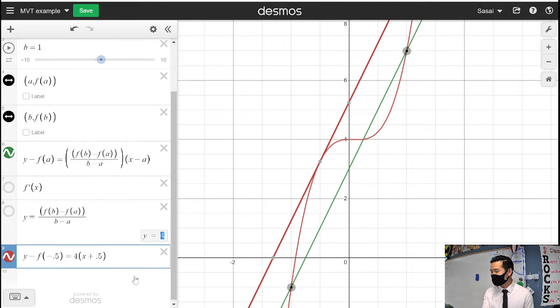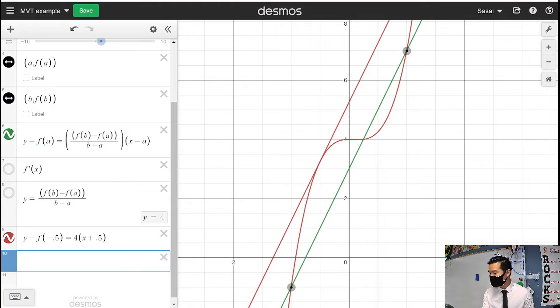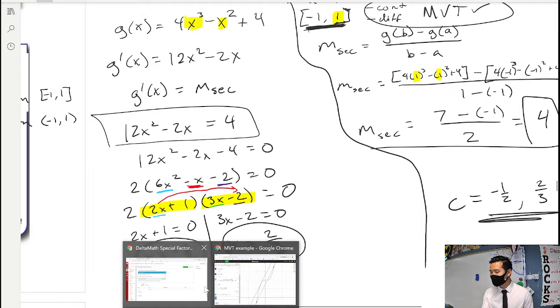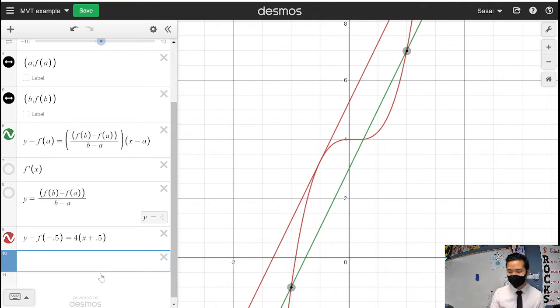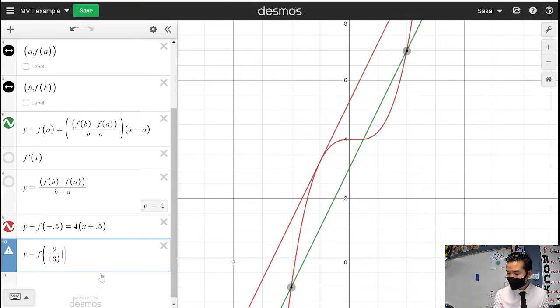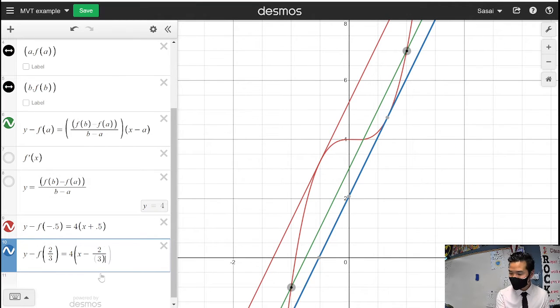Where's the other parallel line happening at? What was the number? It was positive or negative? Positive 2 over 3. So let's go ahead and put that in there as well. Let's put that same equation. Y minus f of 2 over 3 equals 4 times x minus 2 over 3.